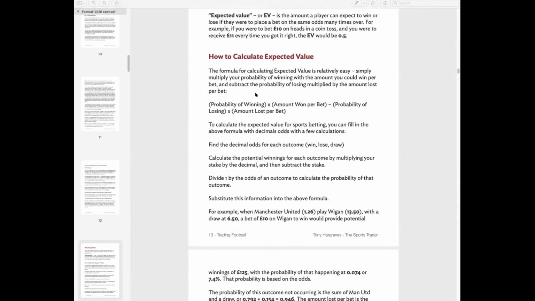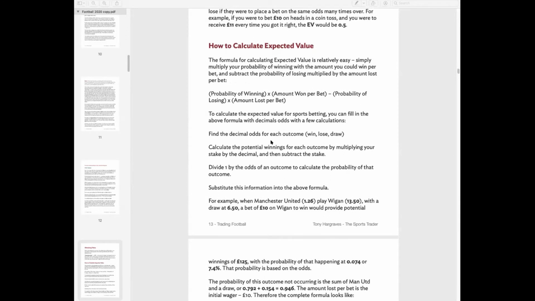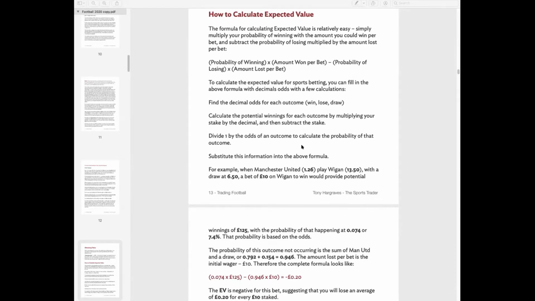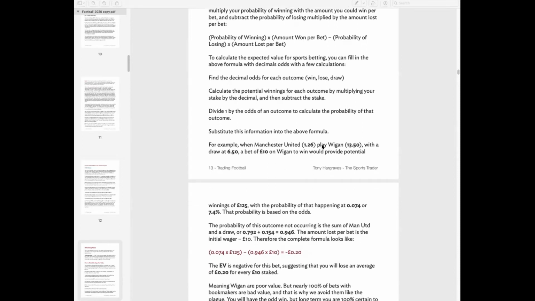But if you're interested in how to calculate expected value, I'm a bit iffy on it because I think every game's different. Whereas you can easily calculate expected value on a coin toss or a roulette table, something that's going to be constant, sport's not constant. So it's very, very difficult to do. So I'm not a huge fan of it. But when I write books, I try and cover everything so that people that are interested in it can do it.